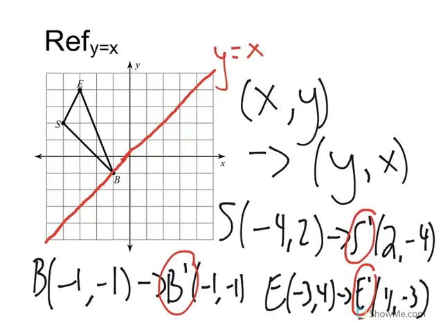So S prime is at 2, 1, 2, 3, negative 4. E prime is at 4, negative 3. And then B is there. So that is our reflected shape across the line y equals x.